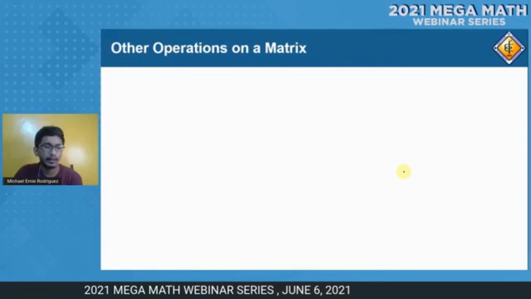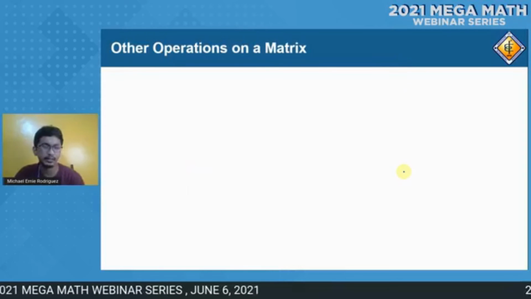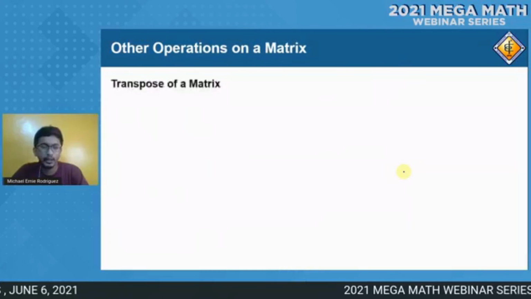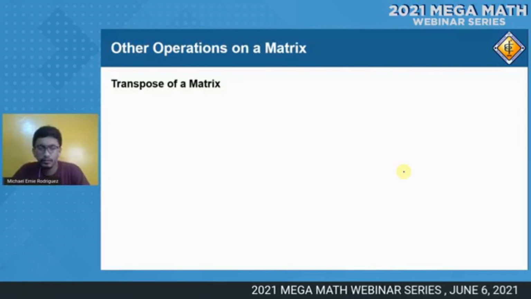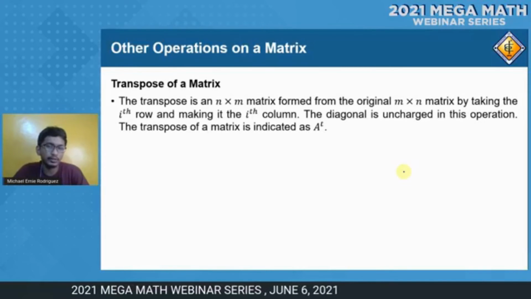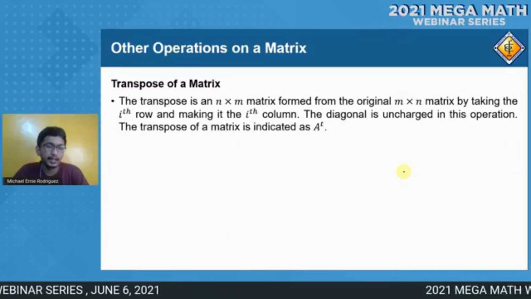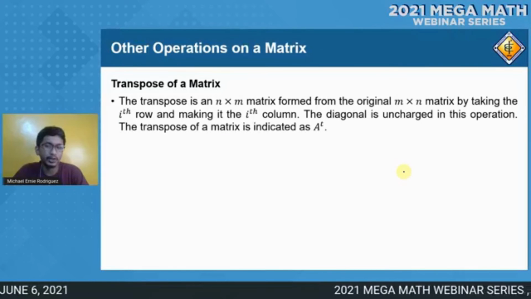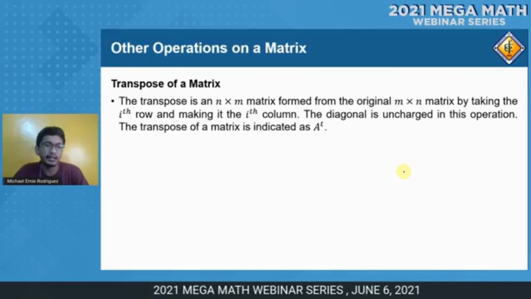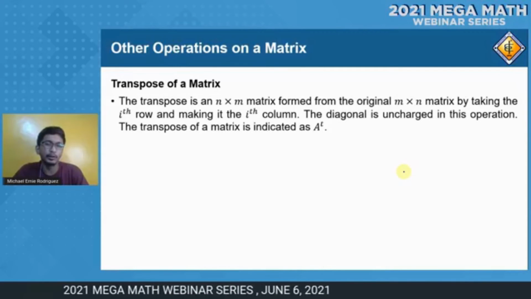Next, we have other operations on matrices. Medyo marami to. Pero meron din tayong mga techniques. So, first is the transpose of a matrix. So, sa transpose, ayan siya. Your transpose of an M by N matrix is formed from the original M by N matrix. So, ang gagawin lang natin is from your ith row, gagawin mo lang siyang ith column.